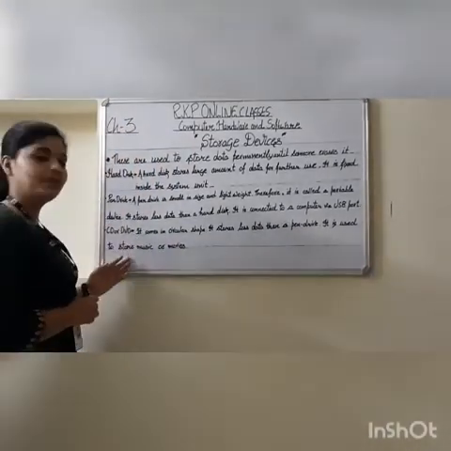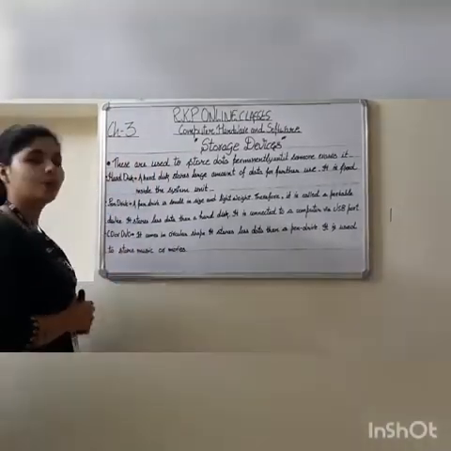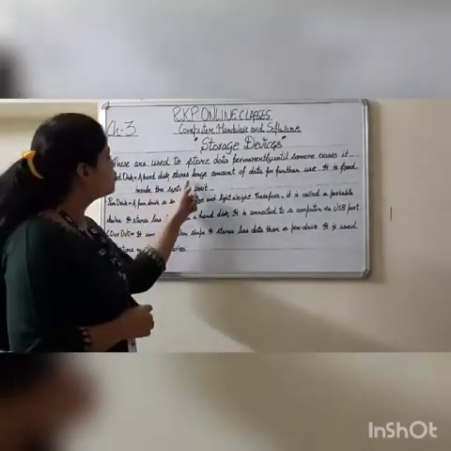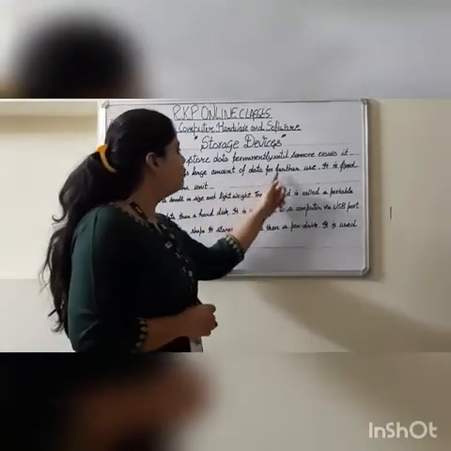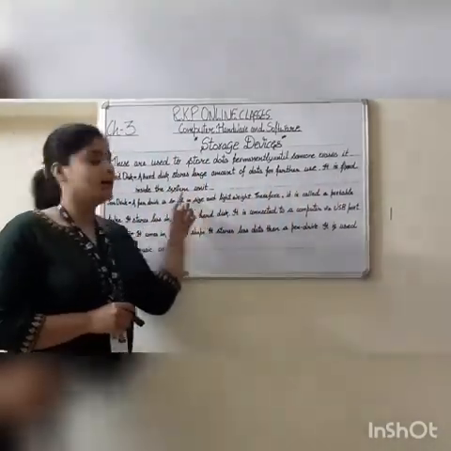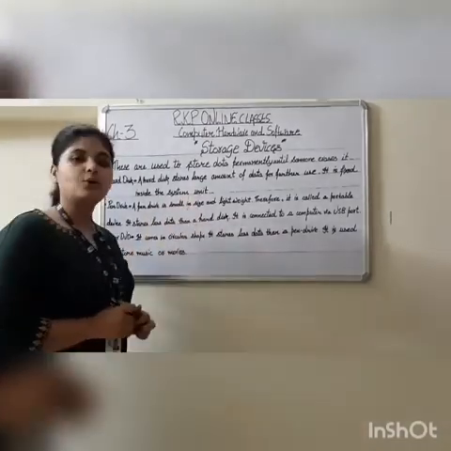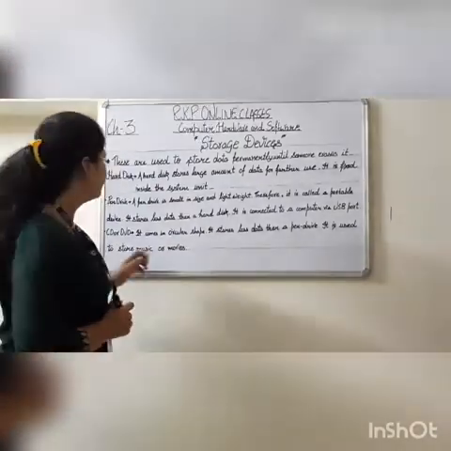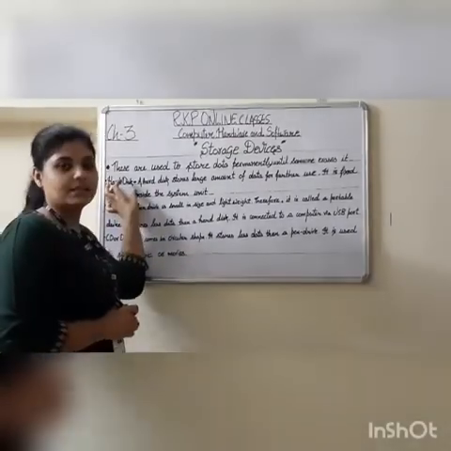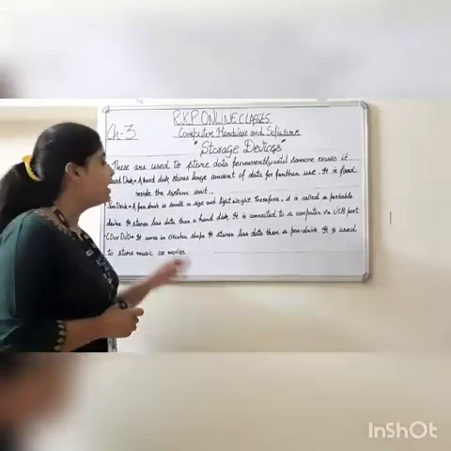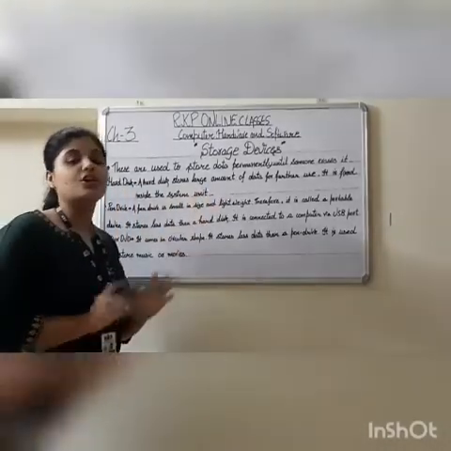So here are some storage devices. I will be discussing them one by one. So first is hard disk. A hard disk stores large amount of data for further use. It is fixed inside the system unit. Maybe you are all aware of this term, system unit. System unit is also known as the CPU, Central Processing Unit. So the hard disk is fixed inside the CPU or the system unit, and it stores a large amount of data.